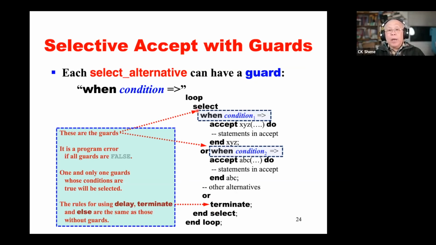So when we execute this guarded select accept, we evaluate all of these conditions at the same time and find one that is true. If multiple are true, one of them will be picked.